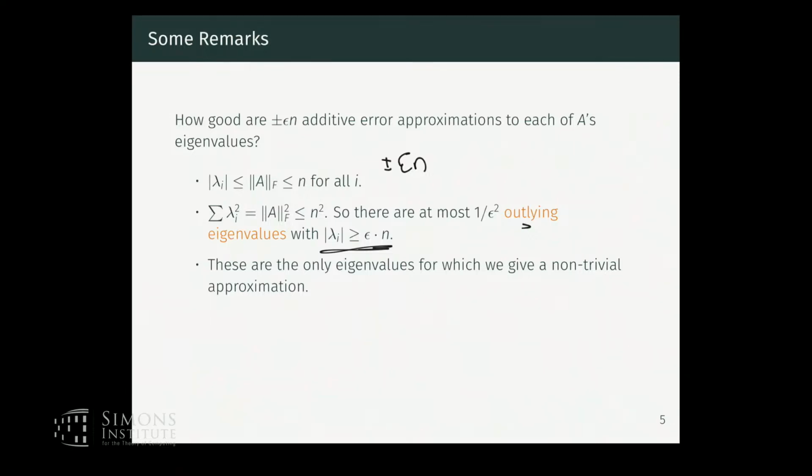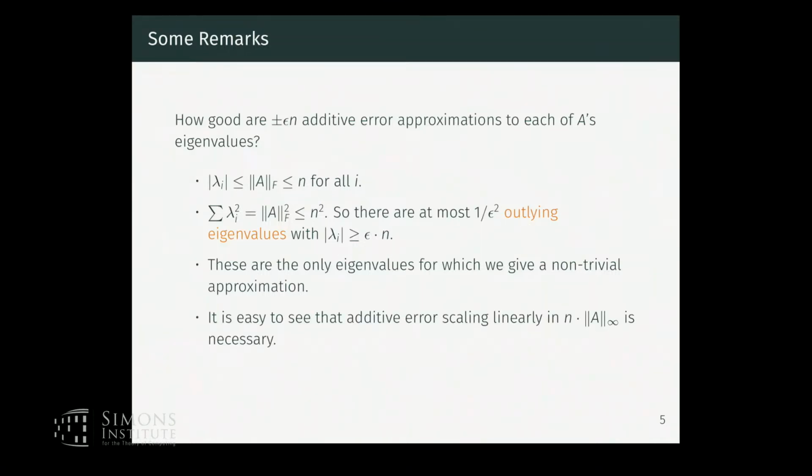And this is maybe not super surprising. My algorithm's really fast. It's only running in poly 1 over epsilon time. There's no way I'm going to be able to approximate actually all the eigenvalues. So really, I'm getting good approximations to any big eigenvalues of the matrix. And it's easy to see that this is basically optimal. So we don't know the optimal epsilon dependencies, but you definitely need additive error scaling at least linearly in n times the infinity norm of the matrix. You just can't avoid this.